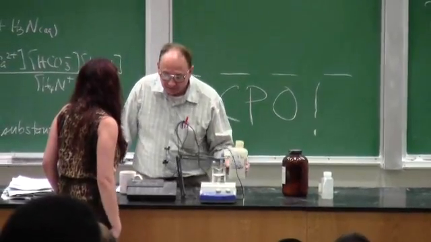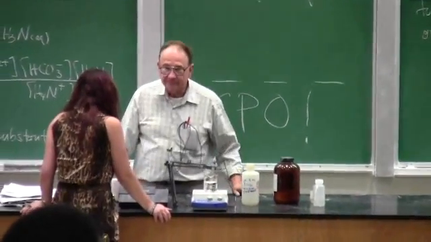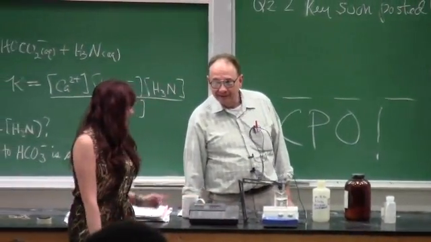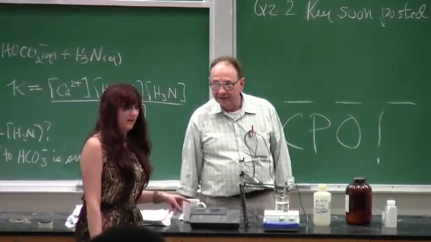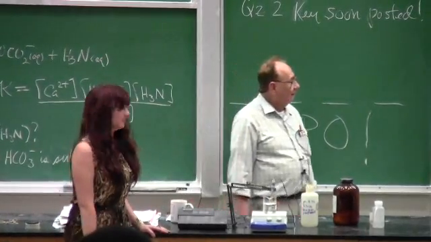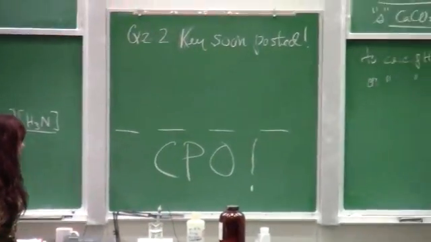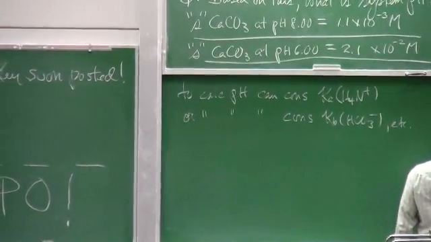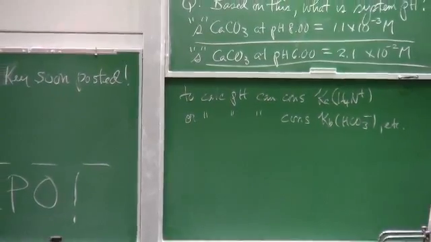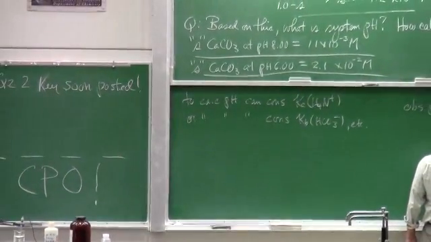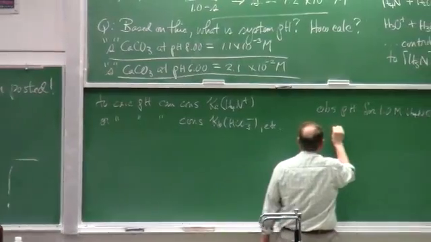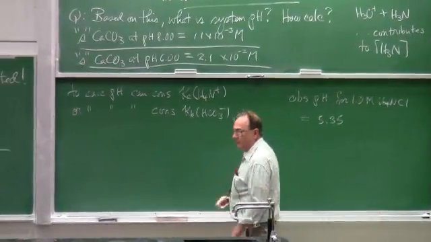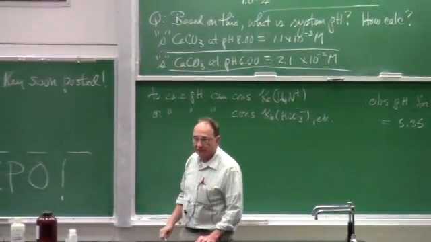Has that ever happened? Read. 5.35 pH. Read to them. It says on the pH meter that it's 5.35 pH. We have observed pH for 1.0 molar ammonium chloride solution equal to 5.35. What do you think about the validity of this observation?